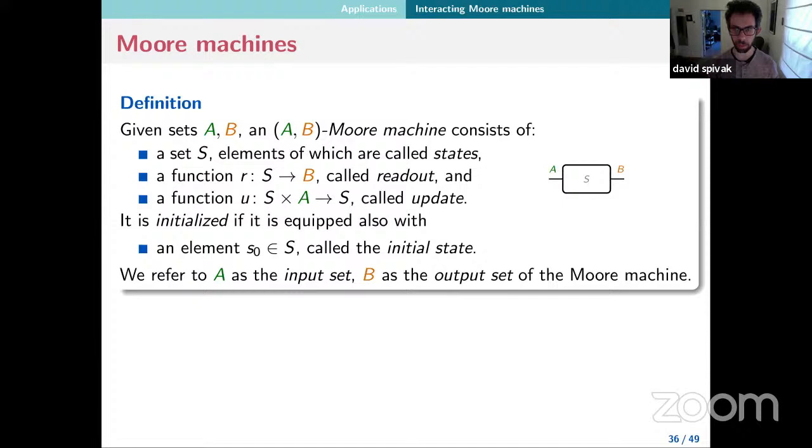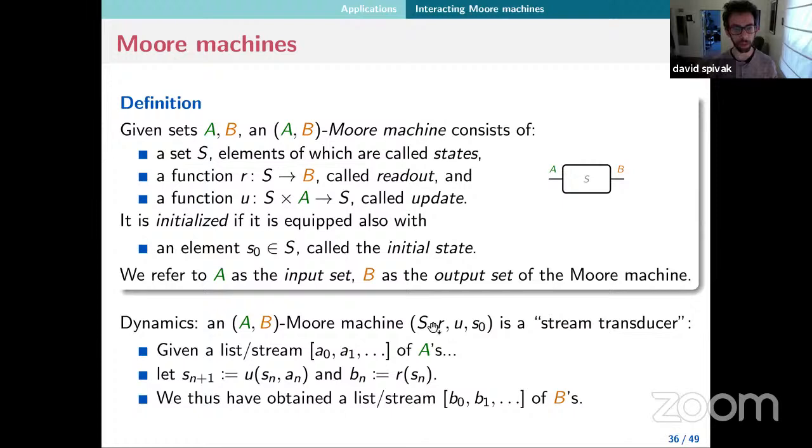Well, it's kind of dynamical. It does stuff through time. And what it does is it takes streams of A's coming in on the input and gives out streams of B's coming on the output. So how does it do that? Well, given a stream or a list of A's, we could define the N plus first state.